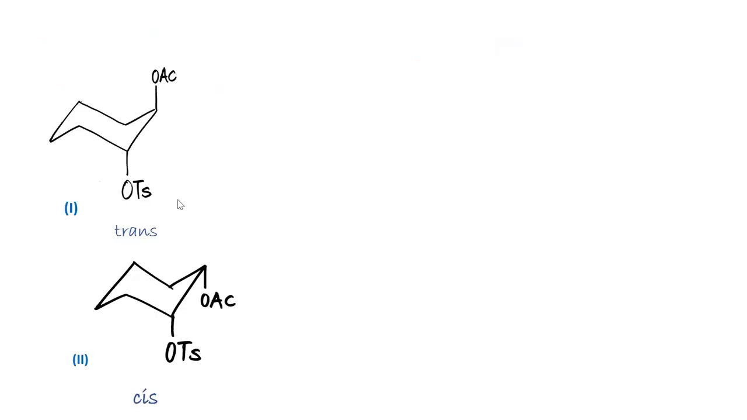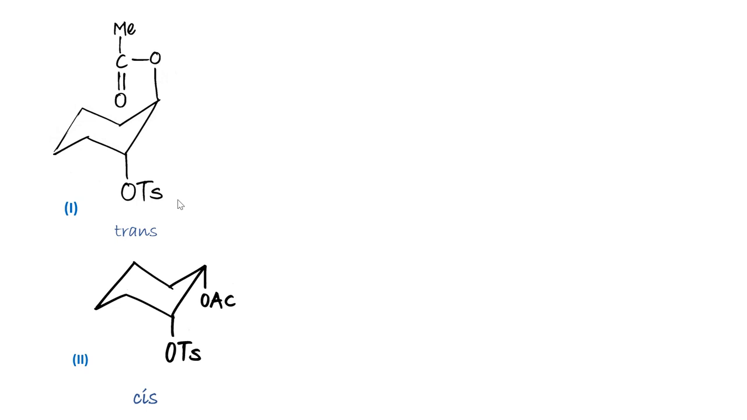Firstly, we have two isomers, the trans isomer and the cis isomer. In the trans isomer, the acyl group and tosyl group are present at trans positions, and in the cis isomer, both groups are present in cis form. Now, in the trans isomer, you can see the oxygen containing a lone pair can easily attack the carbon which contains the tosyl group, and the tosyl group is eliminated by taking the electrons as minus OTs.